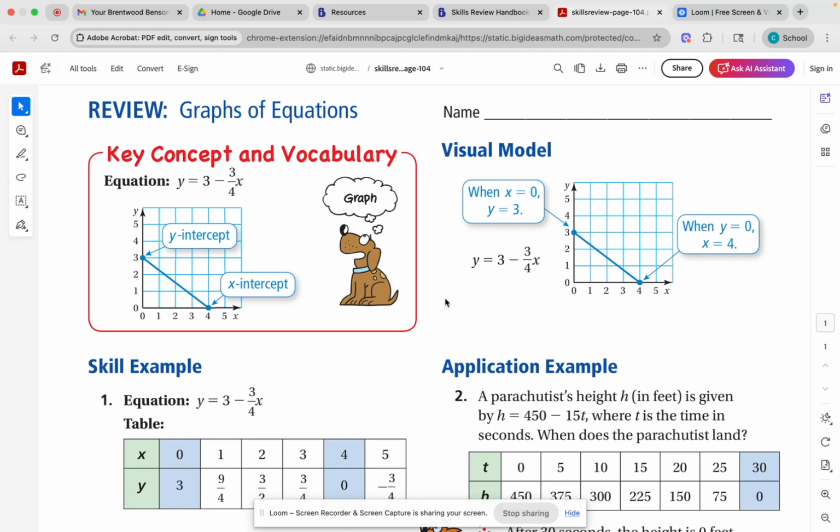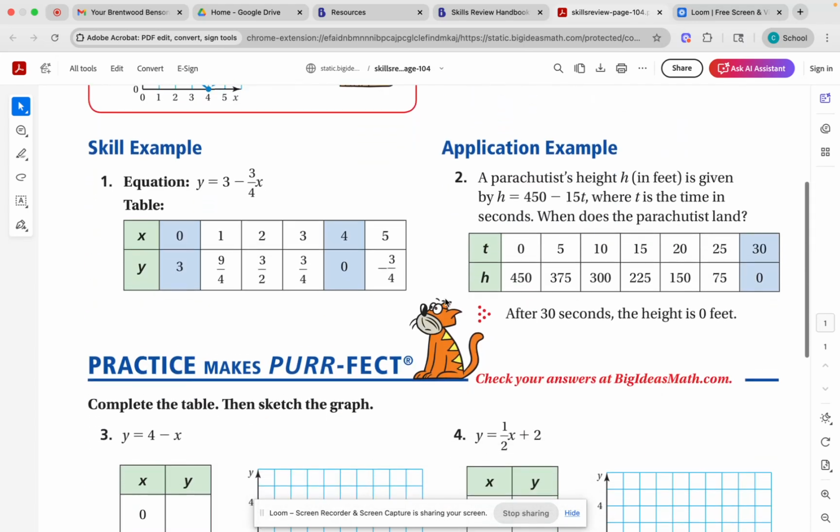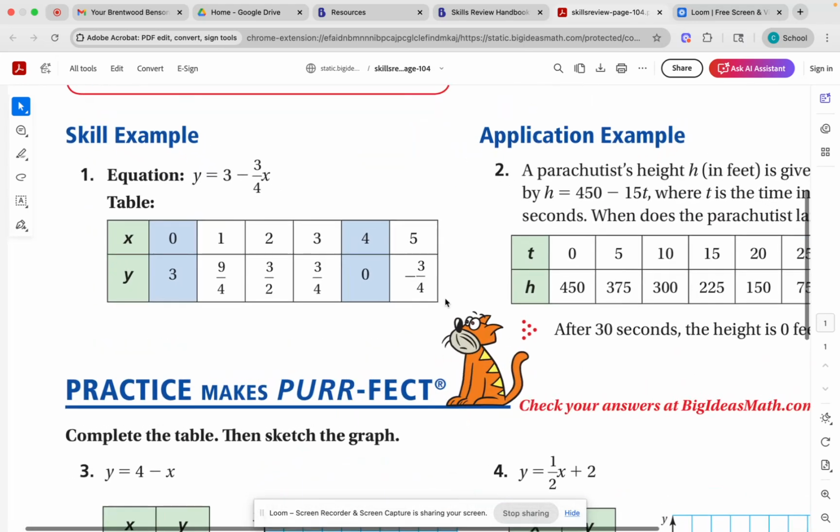All right. Any questions on that? So when they're having you do this, they're probably going to ask you, what's the x-intercept and what's the y-intercept? That's probably what they're looking for here. But let's look. So we already talked about all that. When x equals 0, y equals 3. And then when y equals 0, x equals 4. All right. So let's look at our two examples here.